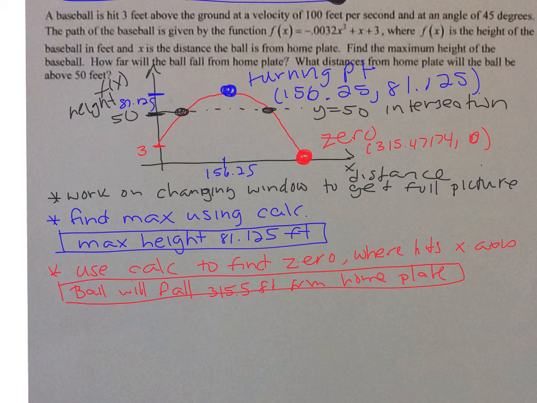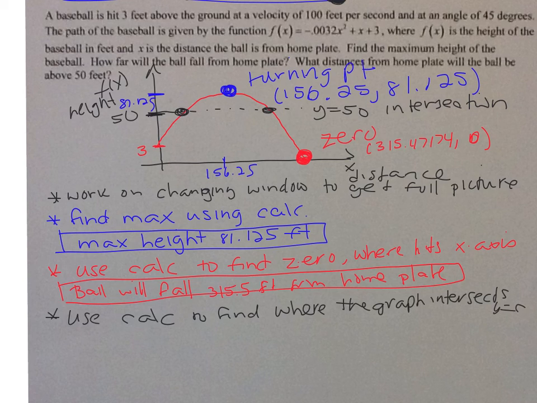Let's write that down. Use calc to find where the graph intersects y equals 50. All right, so this point right here is 250, I'm going to round it. Well, I'll write the whole thing out: 254.87334, comma 50. Right, because that's my y value. I know my height is 50. And then do the other point.